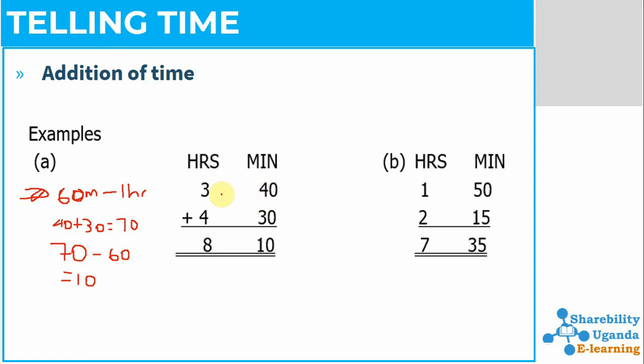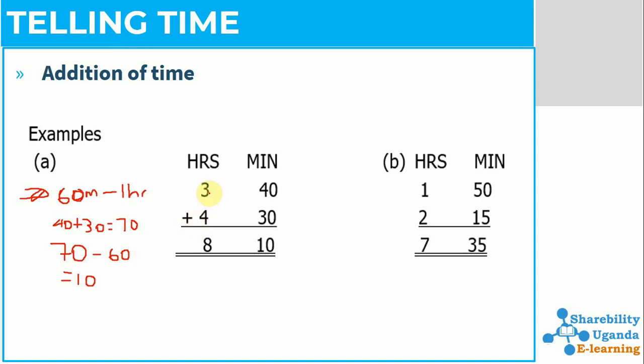So what you do, the hour that you have made, which is the 60 minutes, means we shall be able to come and add it here. So we shall only write the minutes which are remaining, that is 10, then you bring the other hour, which is the 60, up to here.